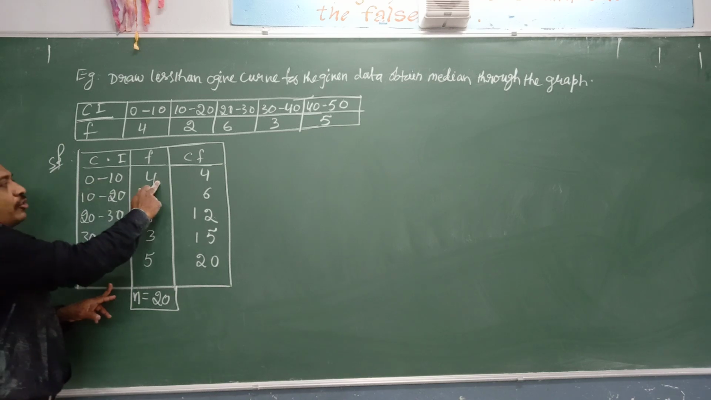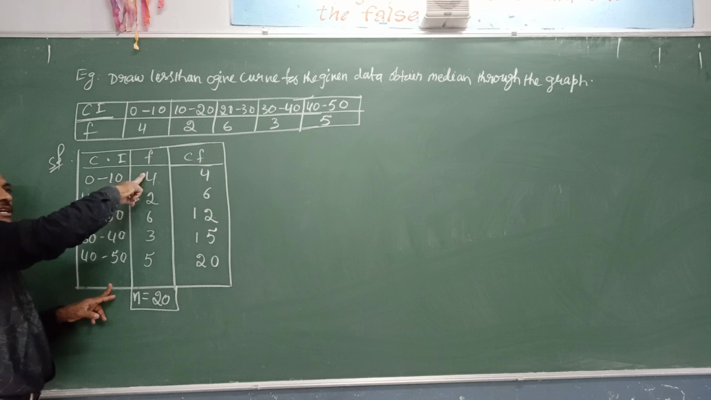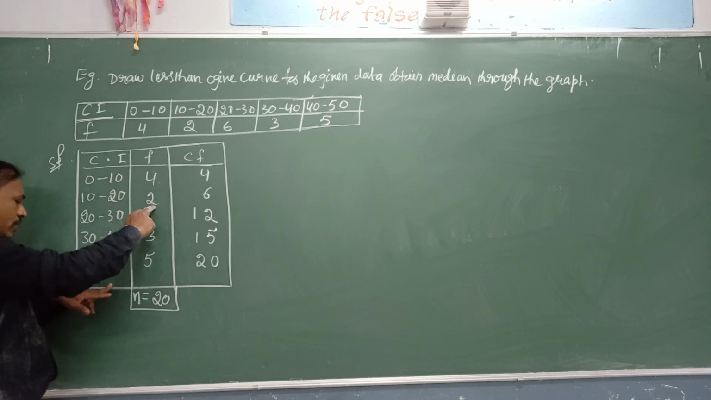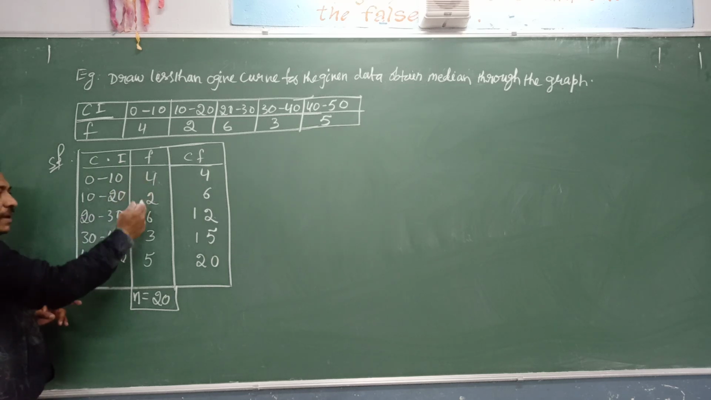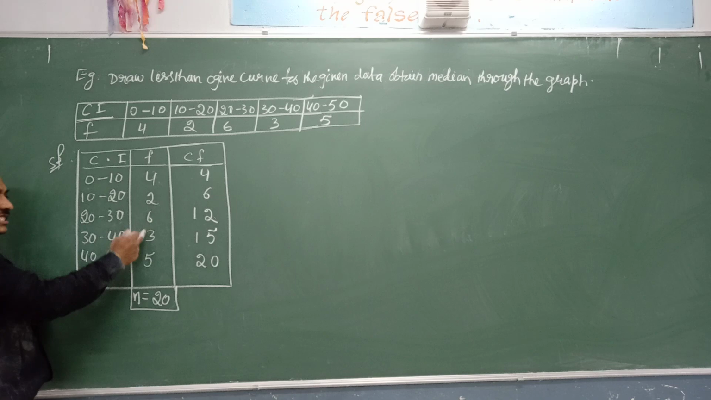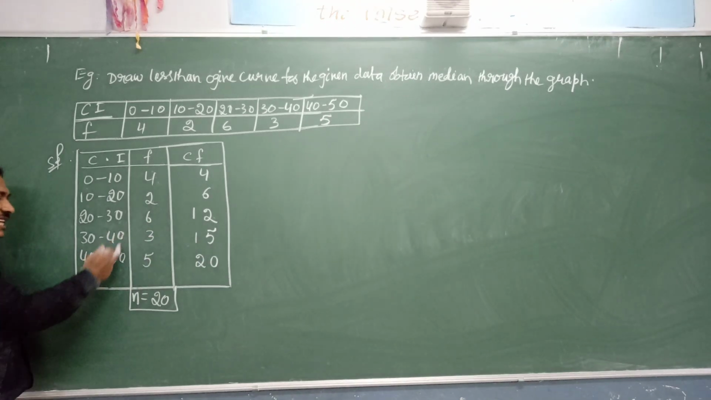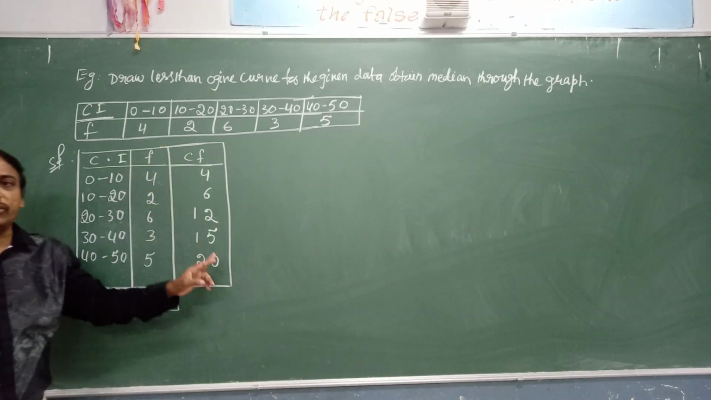Less than 10. How many are there? 4. Less than 20 means even this 4 is also there and this 2. So 4 plus 2 is equal to 6. Less than 30: 4 plus 2 plus 6, that is 12. Less than 40: 4 plus 2 plus 6 plus 3, that is 15. Less than 50: total all will come, that is 20. These are the cumulative frequencies.